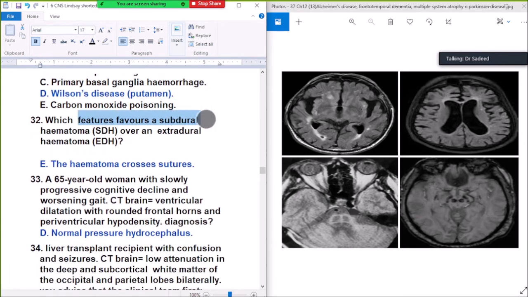32. Which feature favors subdural hematoma over extradural hematoma? Hematoma crosses sutures. Subdural hematoma can cross sutures.